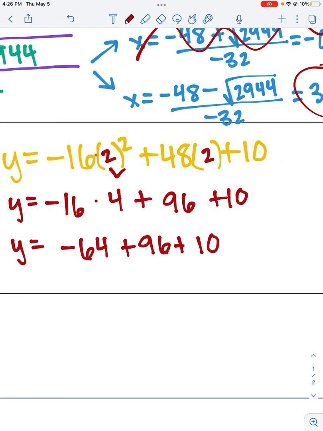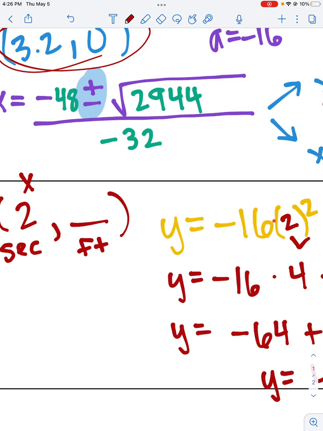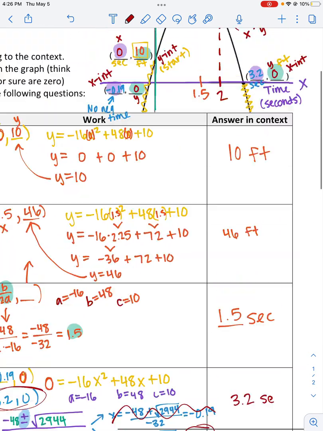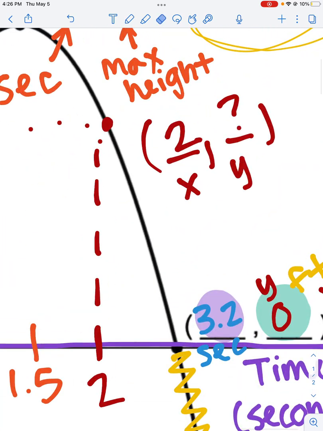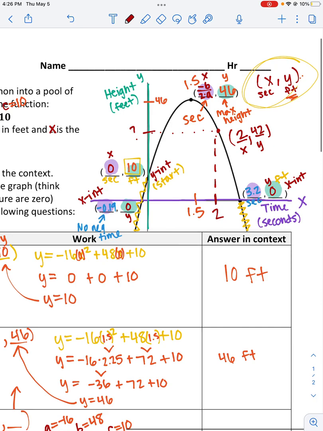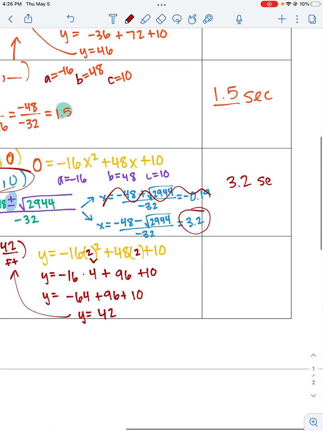And then we'll add those together. So negative 64 plus 96 plus 10 is 42. So that y of 42 tells us that after 2 seconds, he was 42 feet in the air.